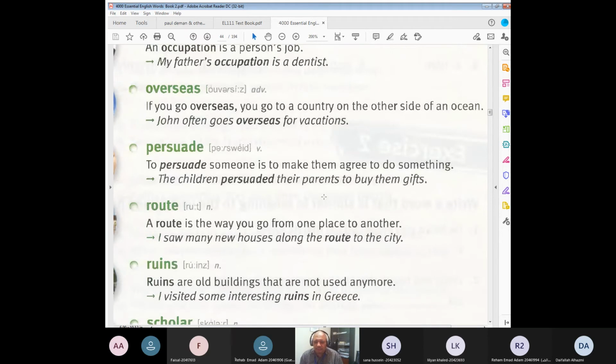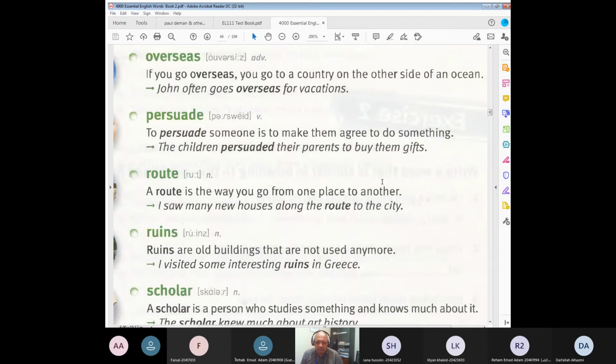Overseas. If you go overseas, you go to a country on the other side of the ocean. Not necessarily. If you go to Bahrain now, you go overseas, in spite of the fact that Bahrain is not on the other side of the ocean. So the meaning is not that big. Overseas is to move to another country or to travel to another country, whether it is far or near.